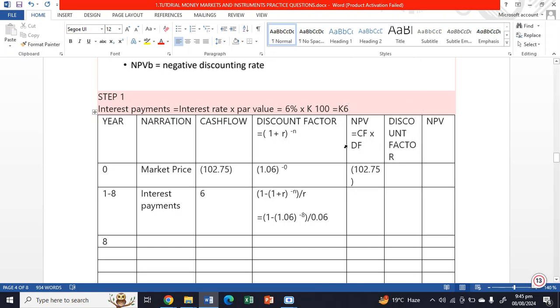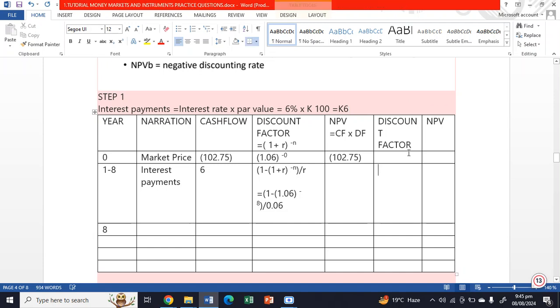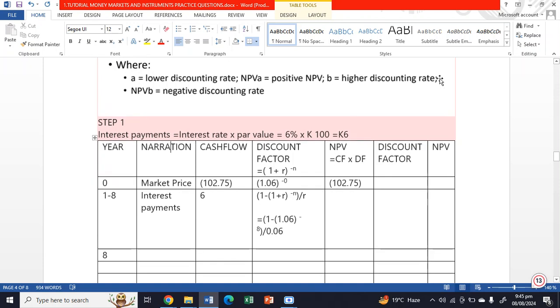I hope we remember this from financial management in year 2. We were doing this. So, first things first, you make how many columns? 1, 2, 3, 4, 5, 6, 7. You don't really need to put this narration column, but it's just for your studying purposes. All right. Yes. So you start with year 0.